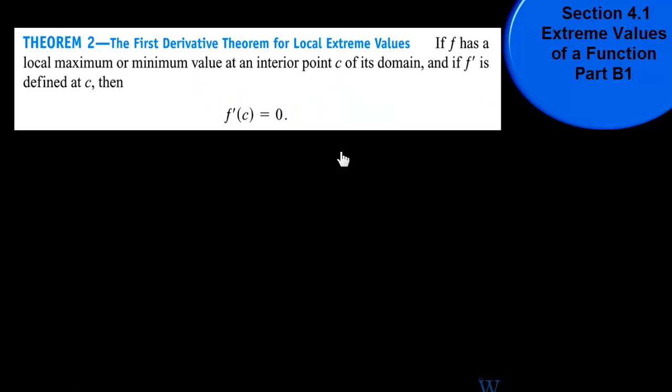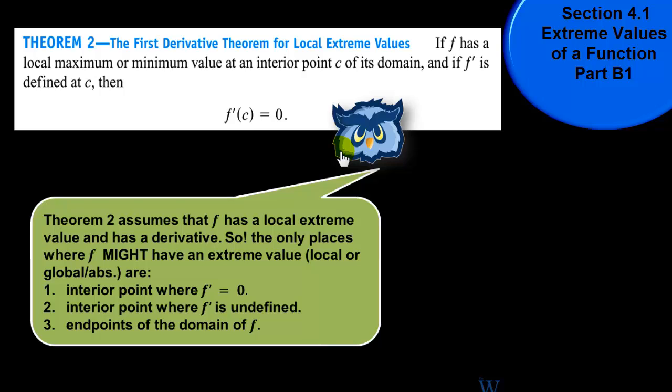Again, what does this theorem 2 say? Well, it assumes already that f has a local either max or min and has a derivative. So the only places where f might have an extreme value, whether it's local or global, that means absolute min or max, would be an interior point where f prime is 0, an interior point where f prime is undefined, and at the endpoints of f.